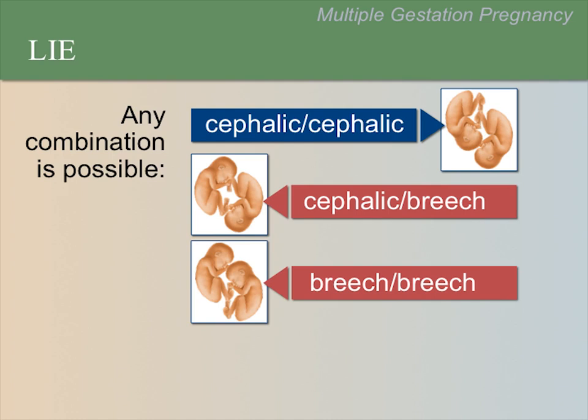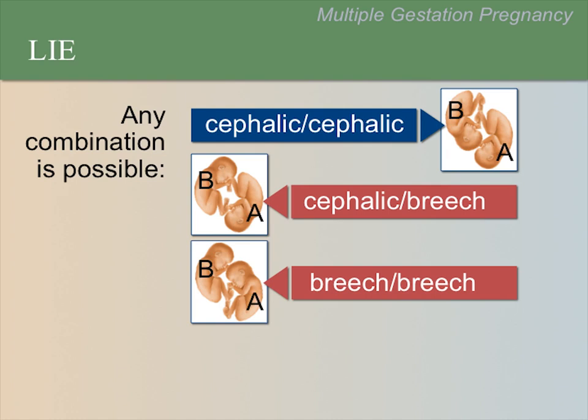If both twins are head down, we call the presentation cephalic-cephalic. If the lowest twin is cephalic and the other is breech, we call the presentation cephalic breech. If both twins are breech, we call the presentation breech-breech. The first word of the fetal presentation description for twins always refers to that of the lowest or presenting twin.